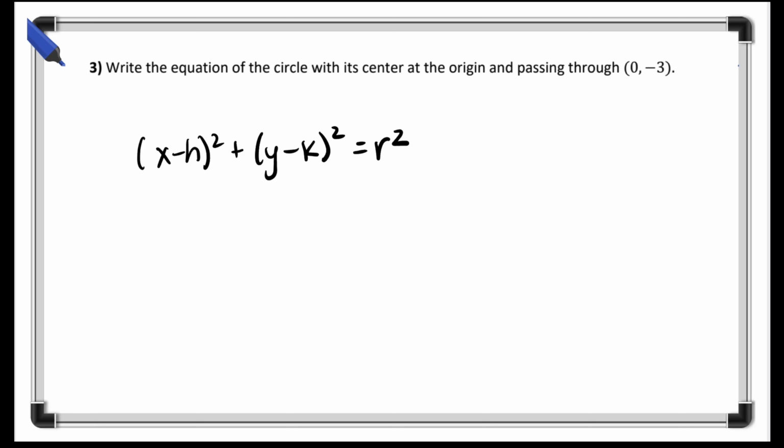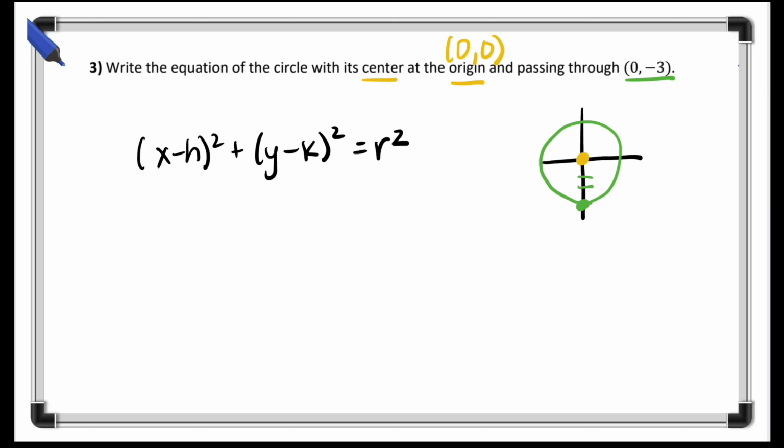Okay, so in this question, we're going to go ahead and write the equation of the circle, and we are given our center at the origin. Now that means the origin is at (0, 0), and we are going to be passing through (0, -3). So here we can imagine if we were to draw our center here at (0, 0), passing through 1, 2, 3, -3, we know that our circle is going to be something like this.